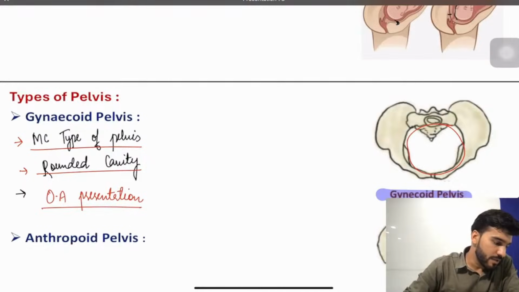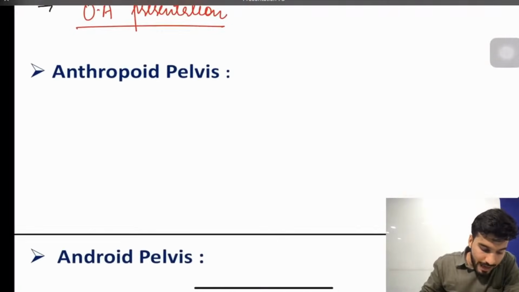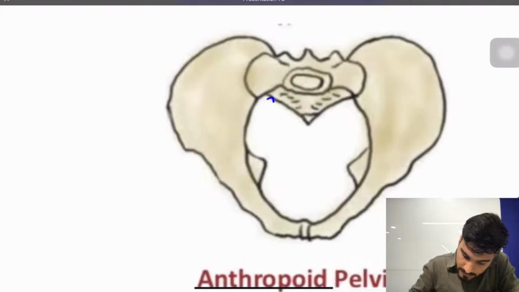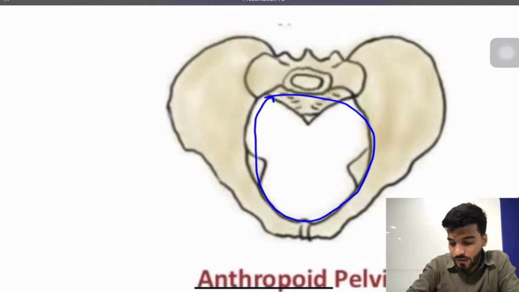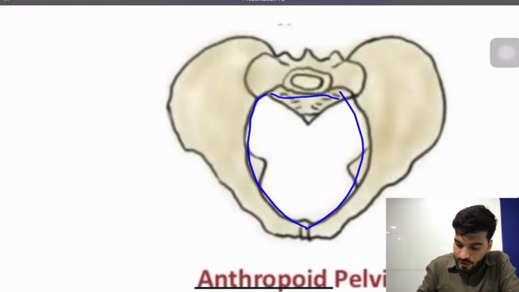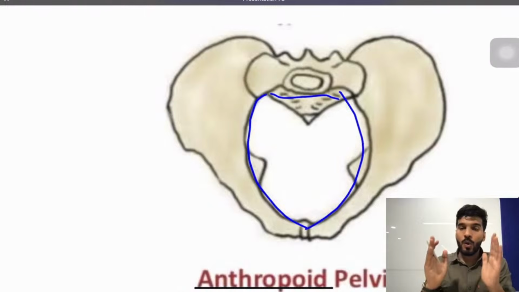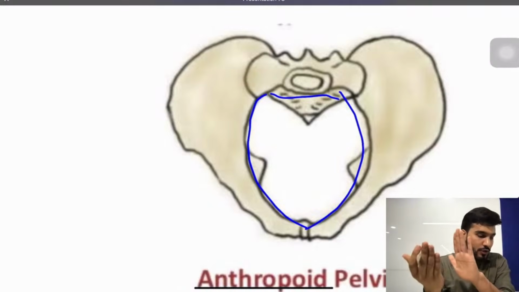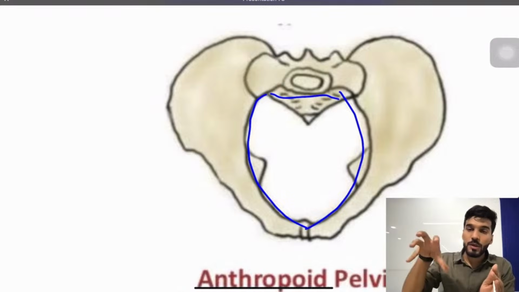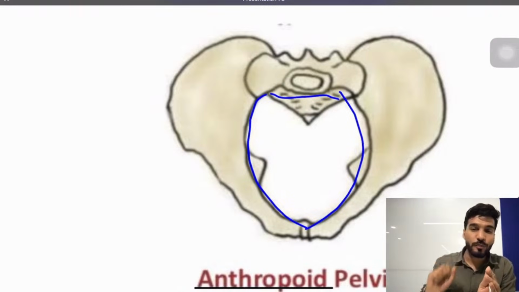Occipito-anterior presentation. Okay, next one is going to be anthropoid pelvis. Now if we check this anthropoid pelvis, this is an oval shaped pelvis. And when the occipito-posterior is trying to convert to the occipito-anterior side, it is not able to convert. Why? Because it is not spacious. That's why the occipito-posterior remains occipito-posterior only.